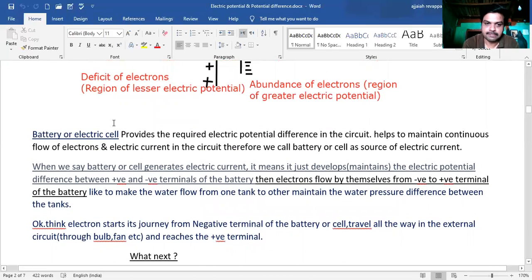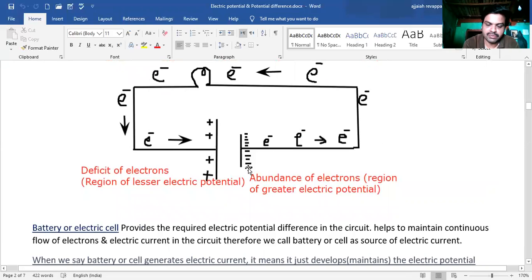The battery or electric cell provides the required electric potential difference in the circuit. See, this cell, or even a battery you connect, provides the potential difference. Here the number of electrons is more, here it is 0. There is a great difference. Difference means the number of electrons at the negative terminal minus the number of electrons at the positive terminal.